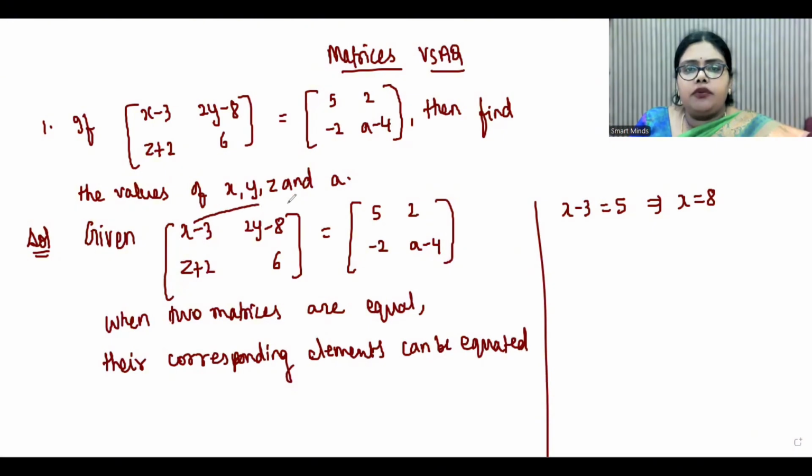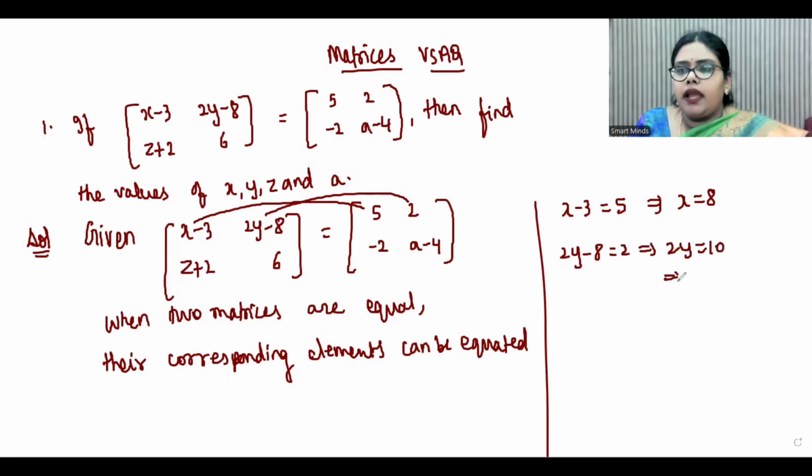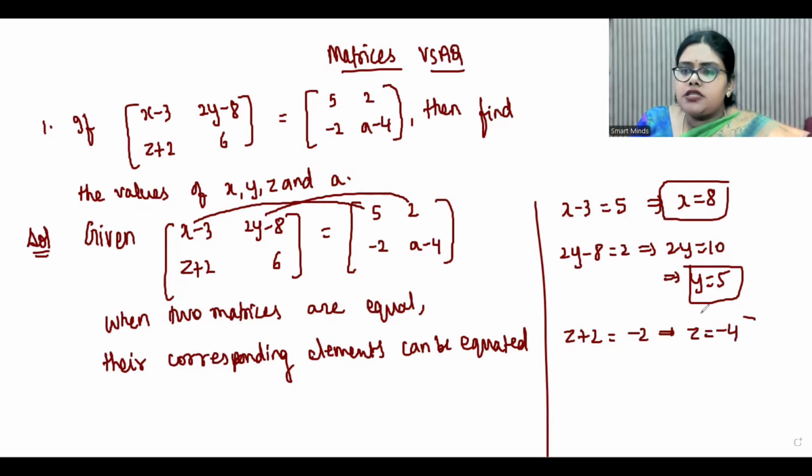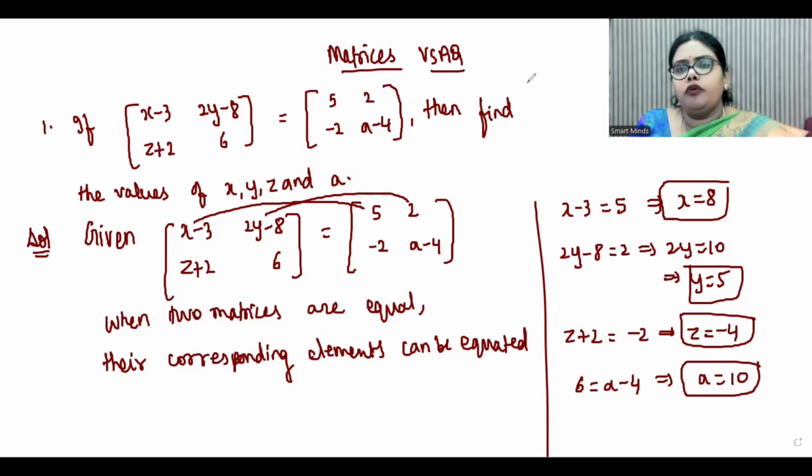Now we equated these two. Now we equate these two. So 2y minus 8 is 2. So 2y is equal to 10 and y is equal to 5. We got x value, we got y value here. Next z plus 2 is equal to minus 2. So z is equal to minus 4. Next 6 is equal to a minus 4. So a is equal to 10. So we got all the four values x, y, z and a.